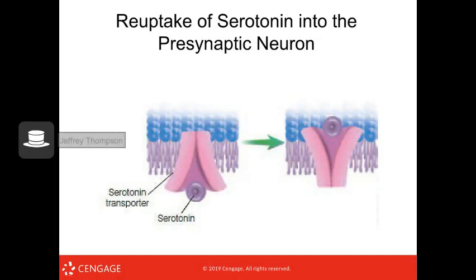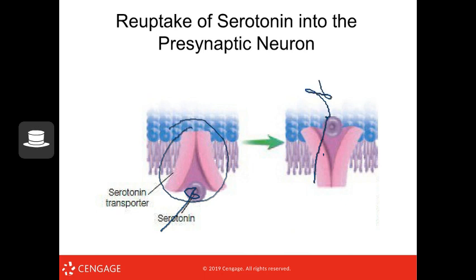In case you ever wondered how reuptake works, you have a little serotonin transporter right here. It grabs the serotonin and then it just flips around and puts the serotonin back in the presynaptic cell. What the tricyclics will do is lock this in place so this flipping mechanism doesn't happen, so the serotonin will stay in the synapse.